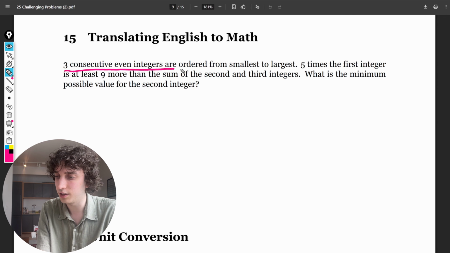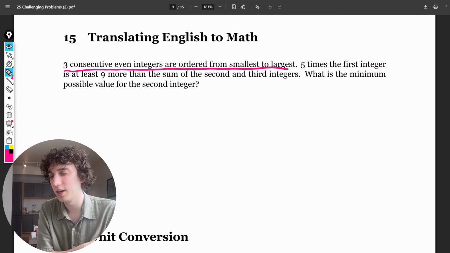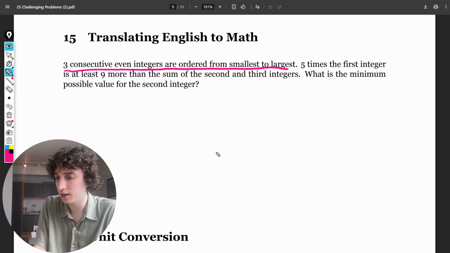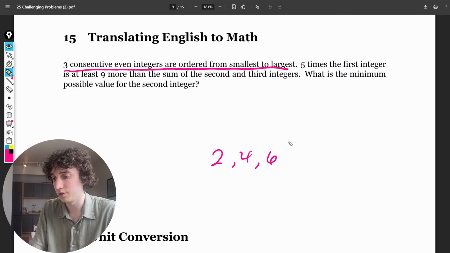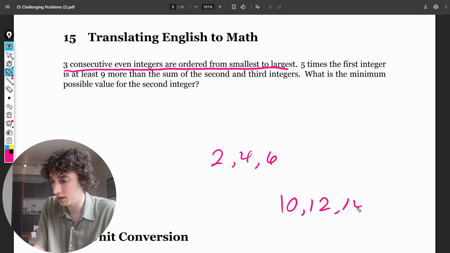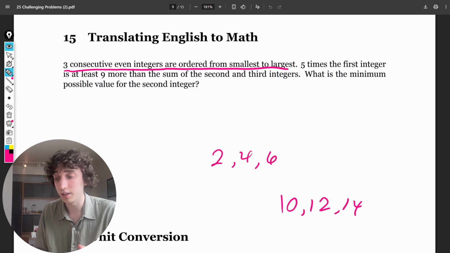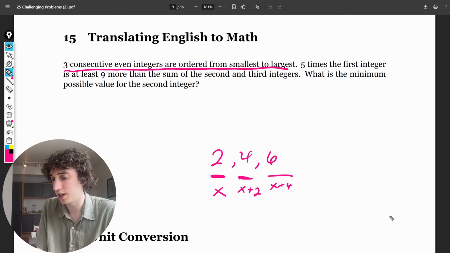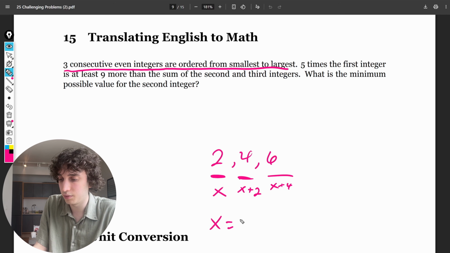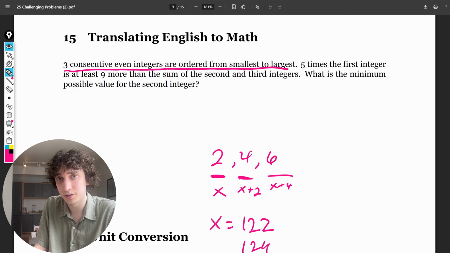3 consecutive even integers are ordered from smallest to largest. So let's think about what this actually means. This means if we had like 2, 4, and 6, right? These would be 3 consecutive even integers, or maybe 10, 12, and 14. But if we want to write this more generically, we can say that our first integer is going to be x, the second one x plus 2, and the third one x plus 4. Because this is going to hold no matter what integers I choose. If I decide x is going to be 122, then sure enough, the next even integer is going to be that plus 2. And the even integer after that would be that plus 4.